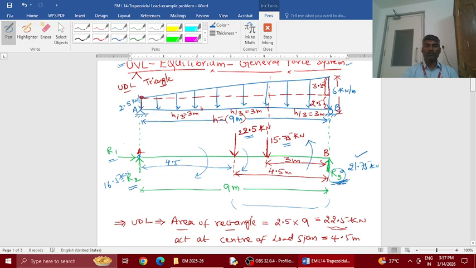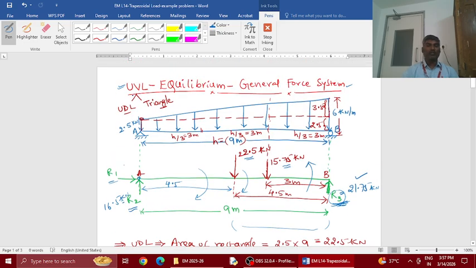This is how we handle the uniformly varying load, or the other way it is called, the trapezoidal force or load.